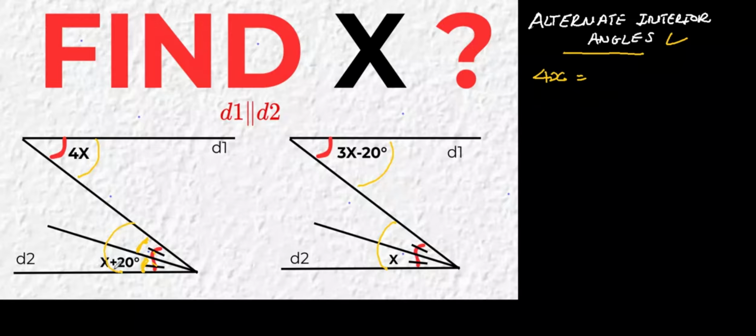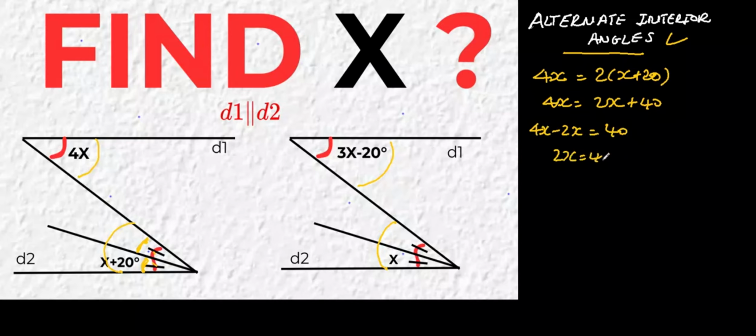So based on this, if the first one is x plus 20, that means the overall angle will be 2 times x plus 20. So that means 4x is equal to 2x plus 40. Then what we are going to do, 4x minus 2x is equal to 40, and then 2x is equal to 40, x is equal to 20 degrees.